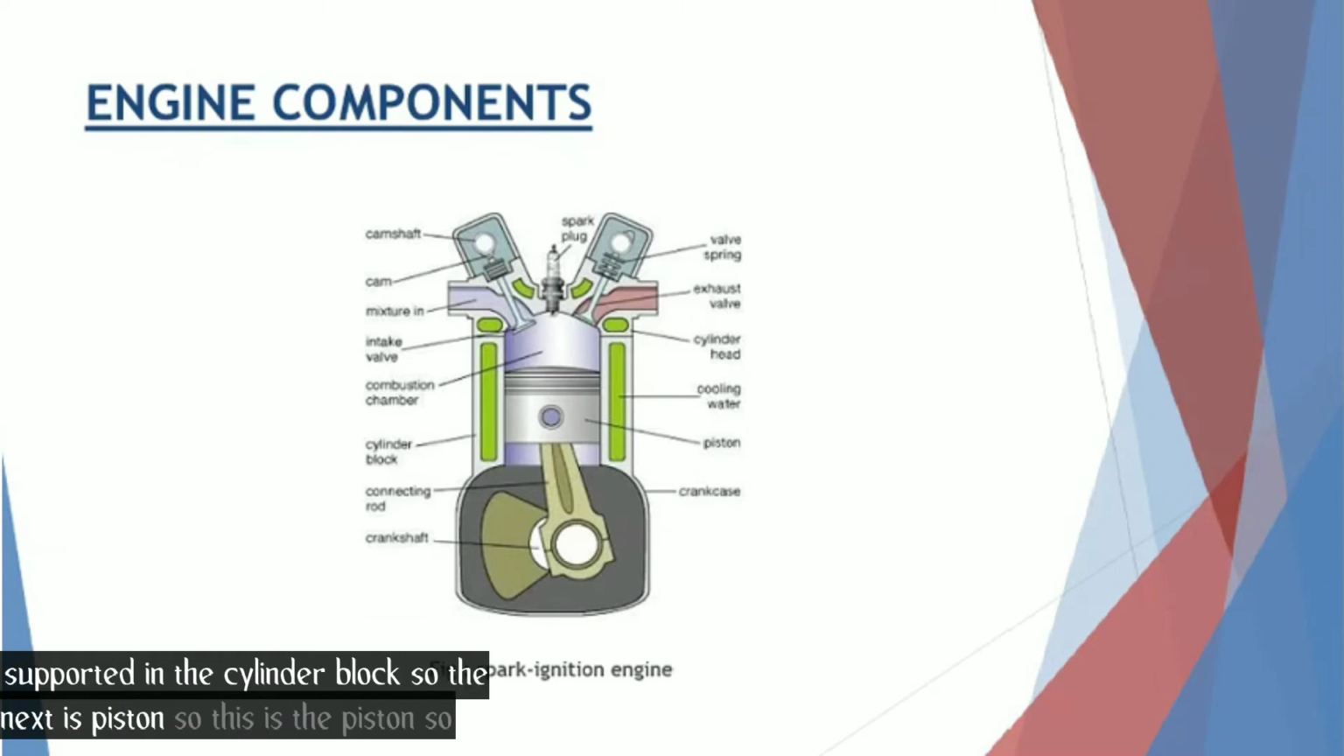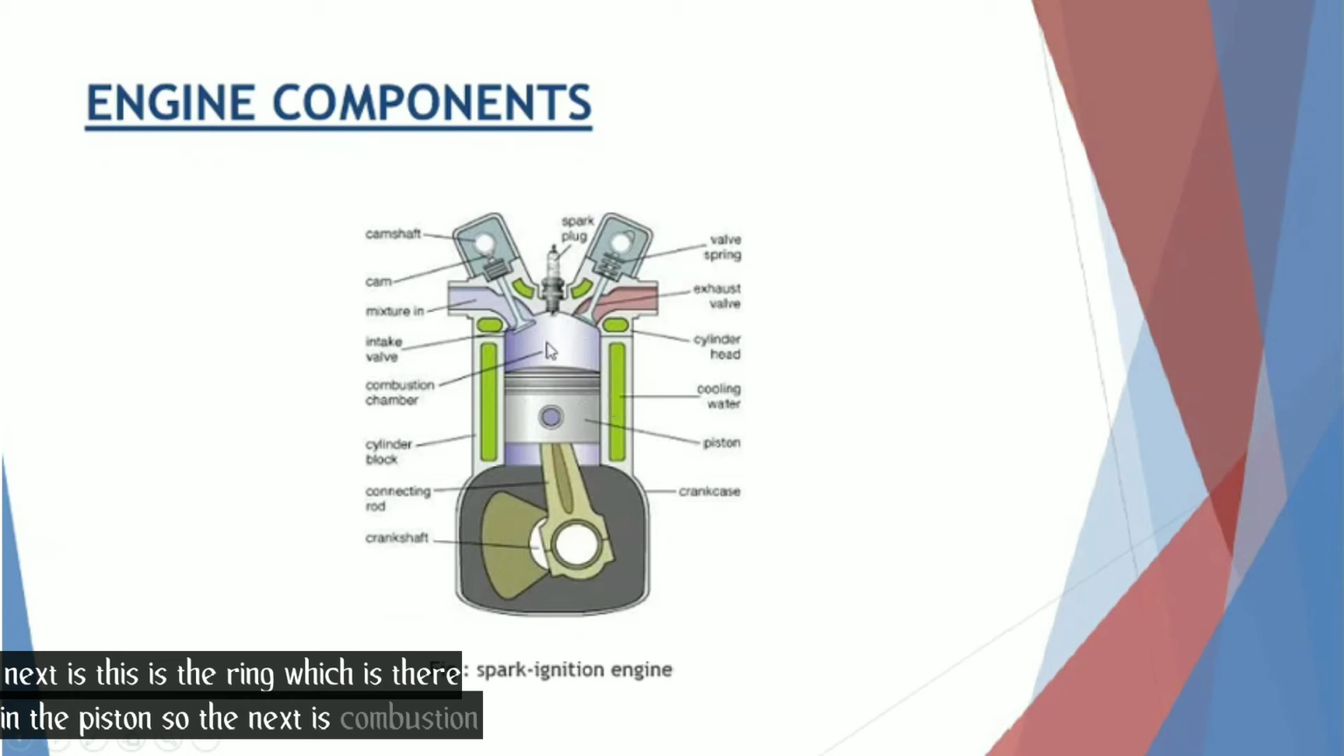So the next is the piston. So this is the piston. It is a cylindrical component fitted into the cylinder, forming the moving boundary of a combustion system. It fits perfectly into the cylinder, providing a gas-tight space with the piston ring and the lubricant. So the next is, this is the ring which is there in the piston.